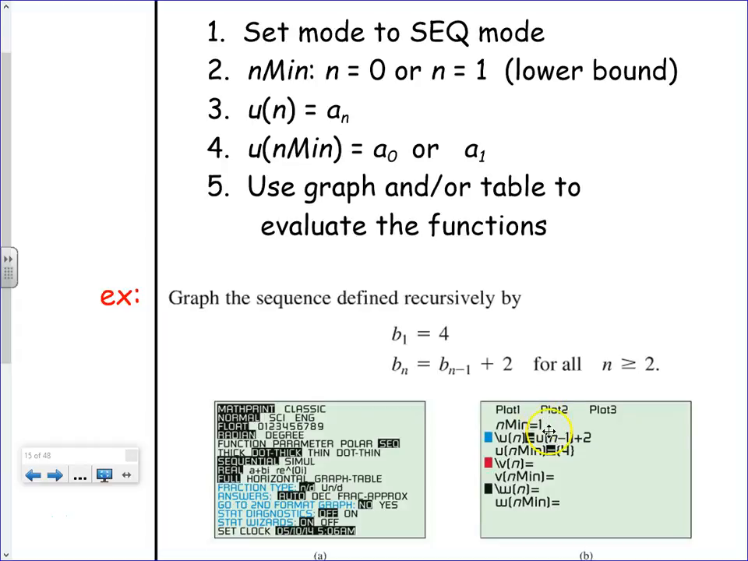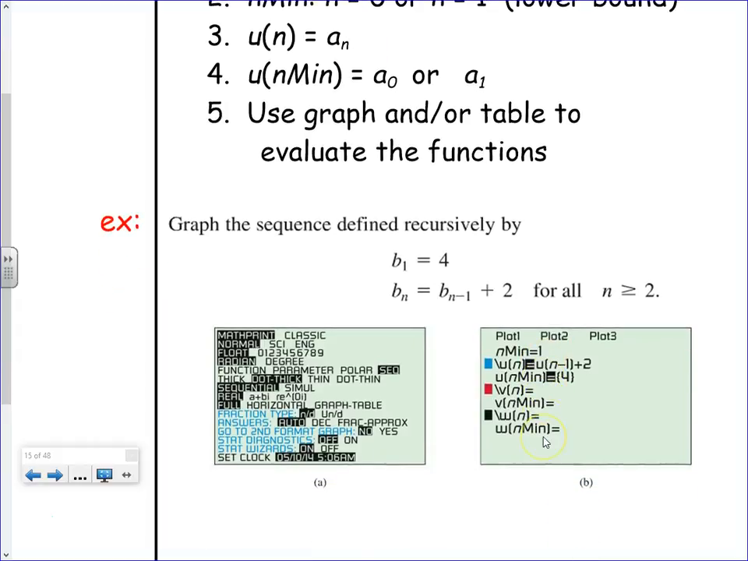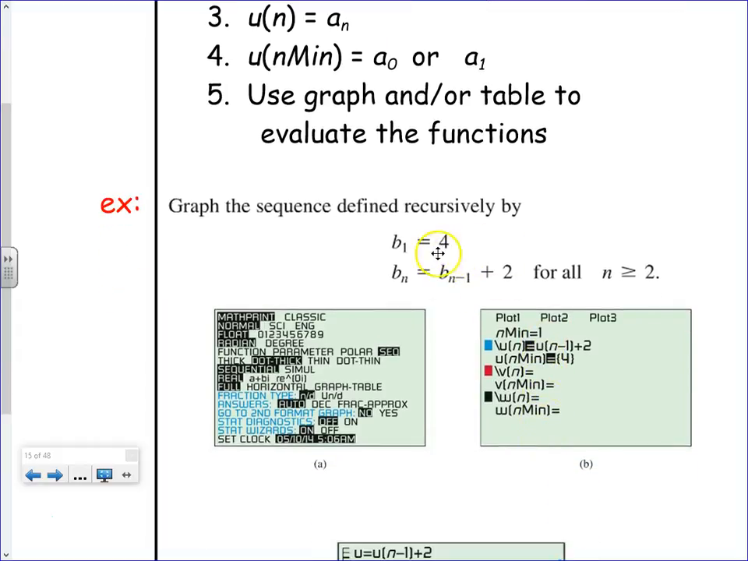Okay, so you make the n min. This one's starting at 1 because we have b sub 1 as our first term. U sub n in your calculator is the exact same thing as a sub n, the nth term formula, the explicit rule, but you could also do recursive in your calculator. If you looked at this one, we had a recursive formula, right? One term built upon the previous term.